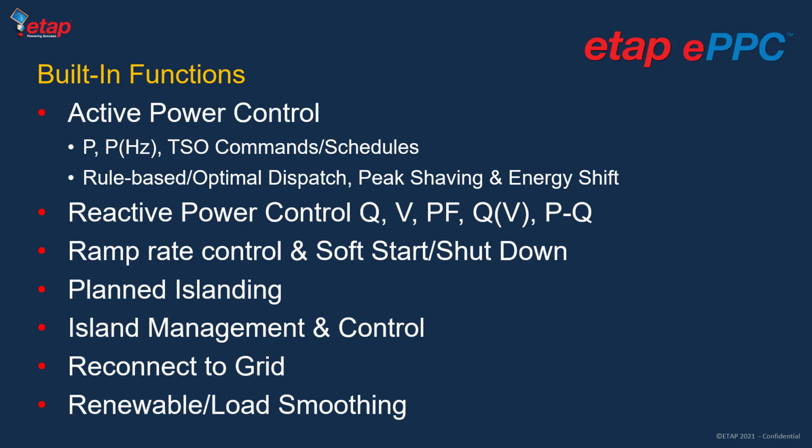The ETAP power plant controller offers several control functionalities that are essential to basic and hybrid renewable power plant applications. Active power can be limited or controlled at the point of interconnection based on operator or TSO schedule commands. Rule-based or optimal dispatch can be executed to minimize import power costs, limit export power to the grid, take benefit of price arbitrage, maximize peak shaving, and more.